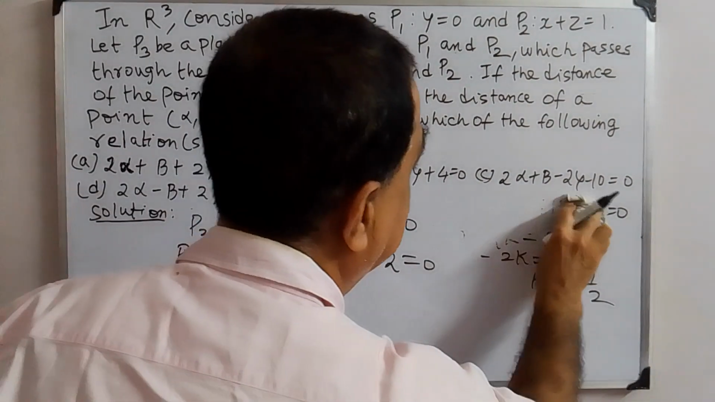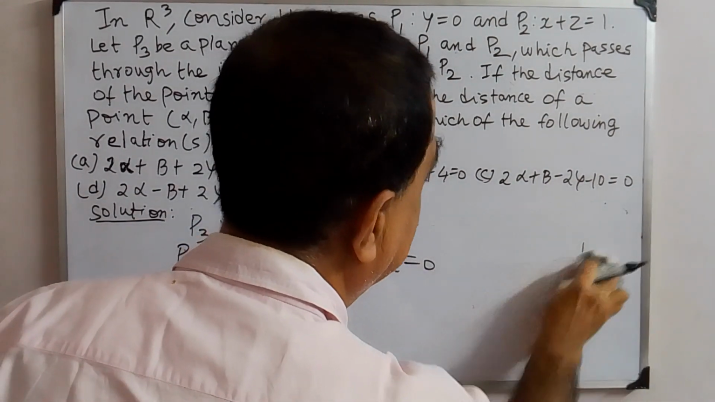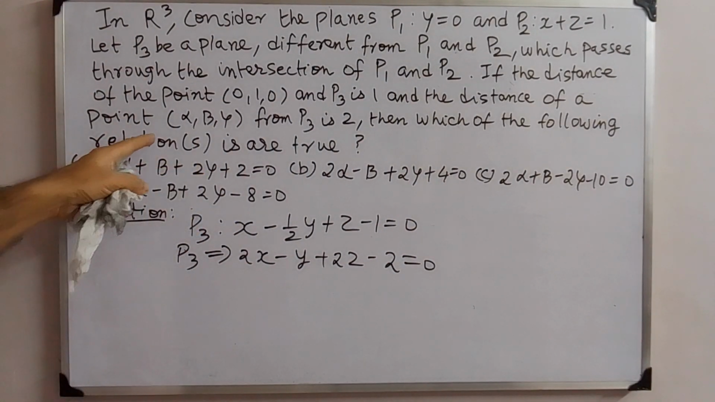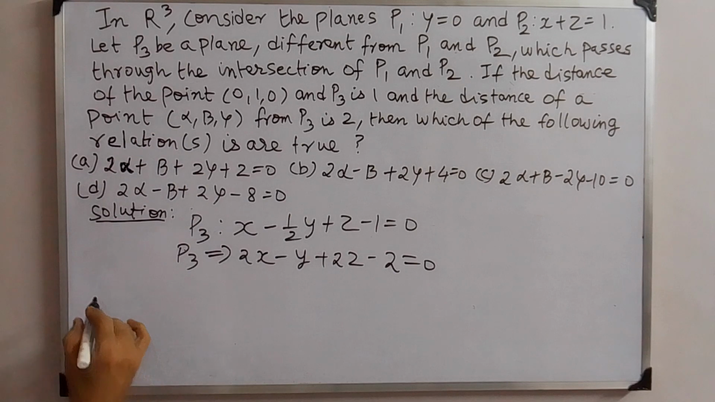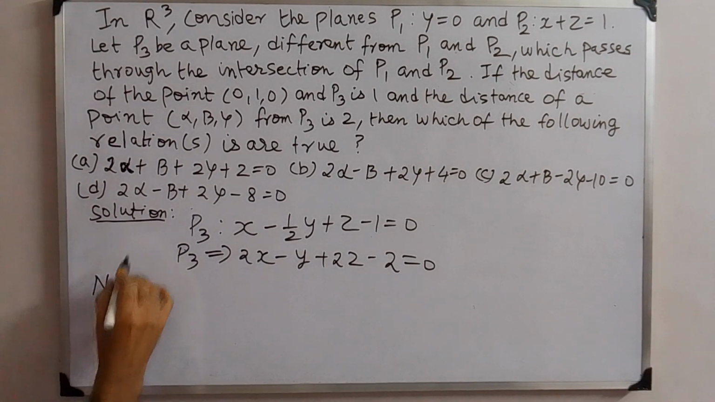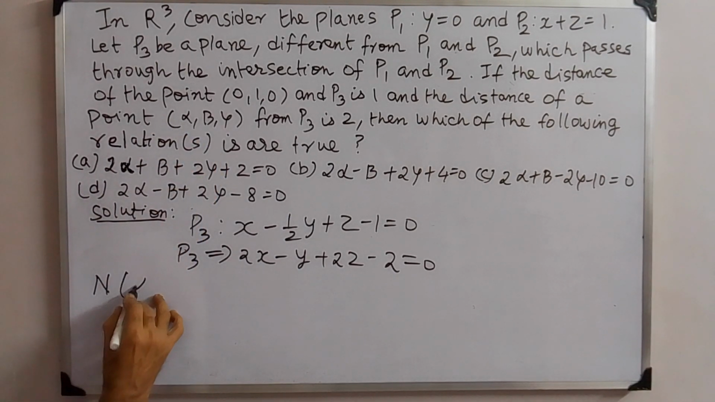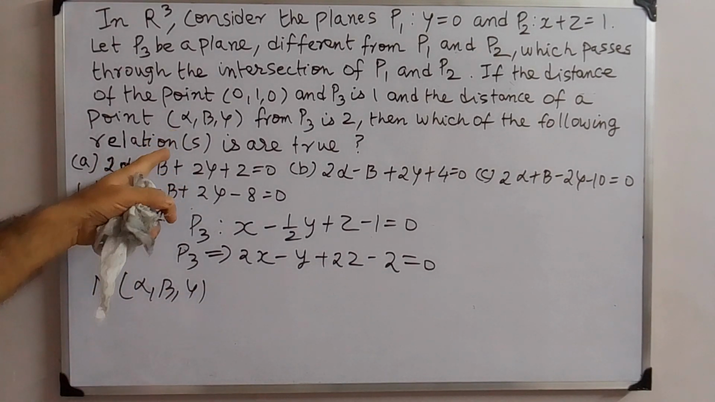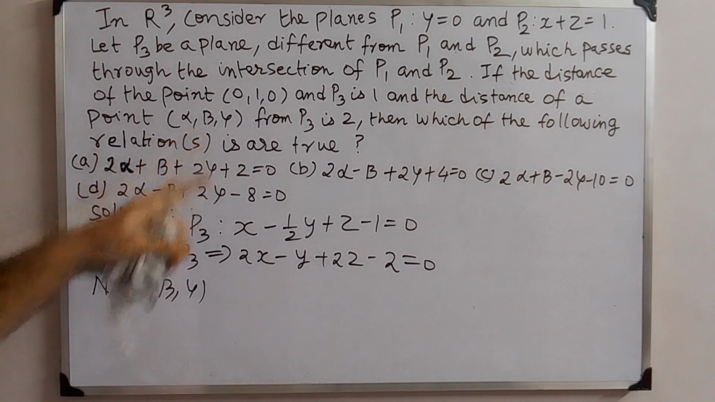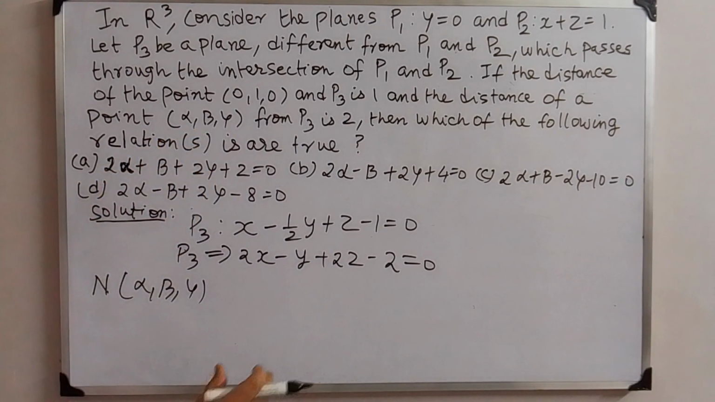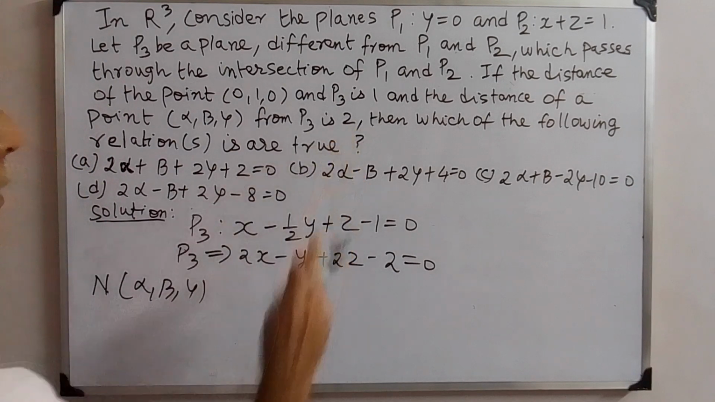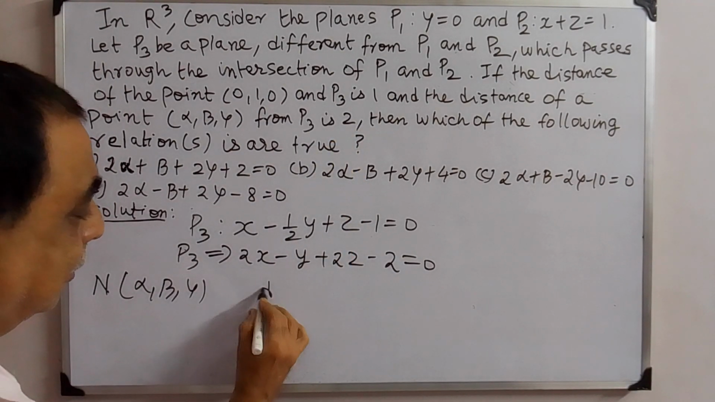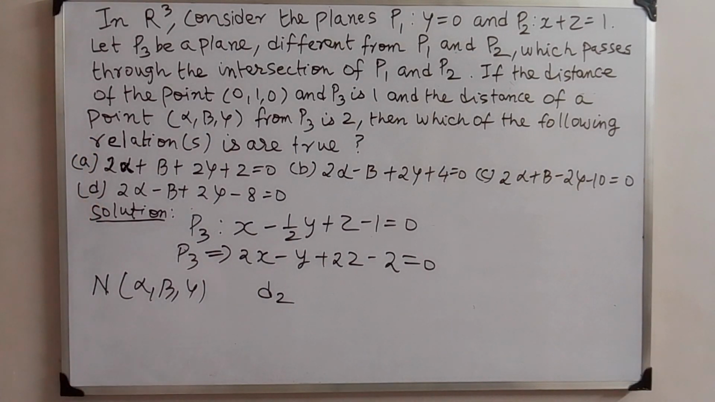Okay. Now here the equation of P3 is this. So then here it is telling that there is a point alpha, beta, gamma. So let us take this point as N, alpha, beta and gamma. Here it is being told to us that the distance of this point alpha, beta, gamma from P3 is 2 units. Okay, so let that distance I am representing by d2.